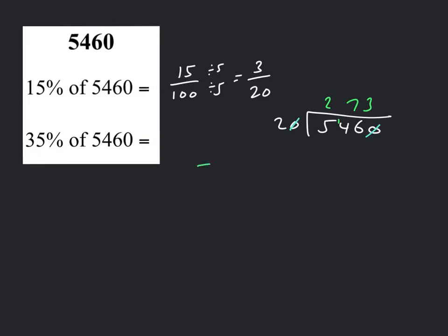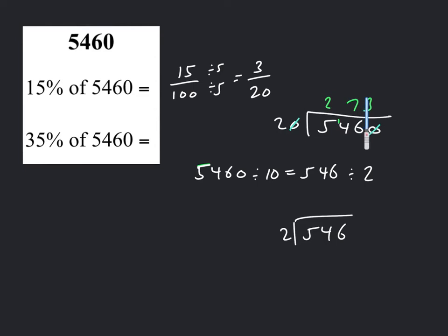So 5,460 divided by 10 gives us 546, and then divide that by 2, just like we've done up here, which gives us 273. So this way is sort of a shortcut, which I can only use because both numbers in my sum are multiples of 10. Okay, so you've got to find 1/20 of your number. You've got to divide it by 20. You can do it either of those two ways.